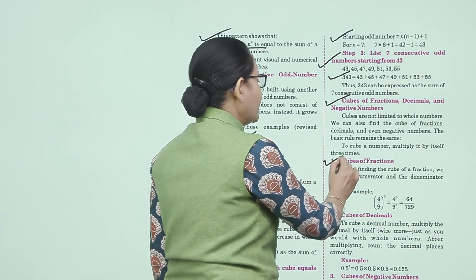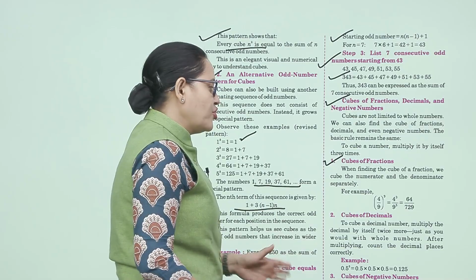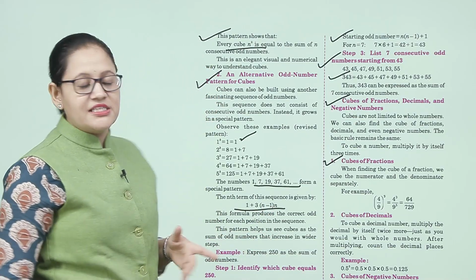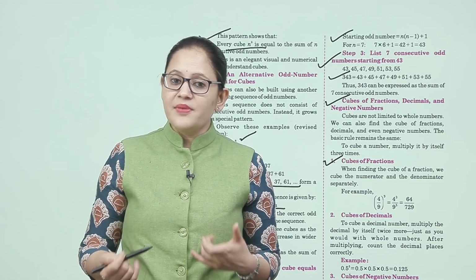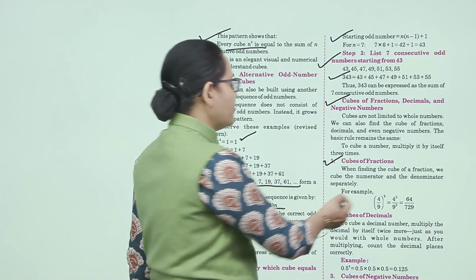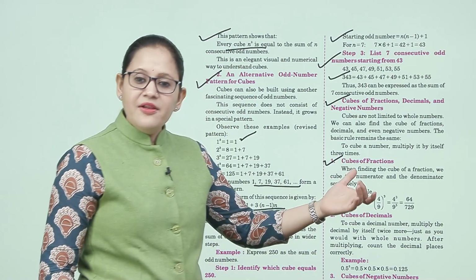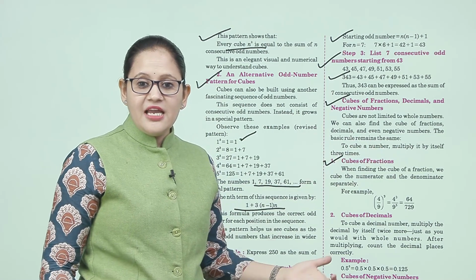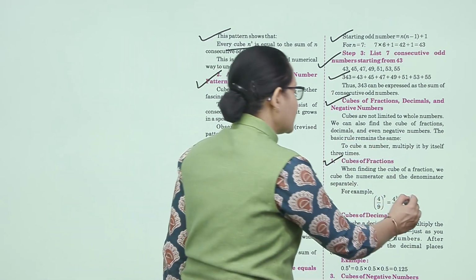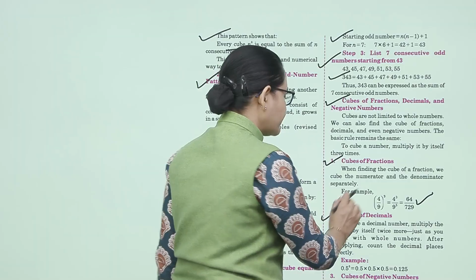Suppose we have to find the cube of a fraction. For finding the cube of a fraction, we take the cube of the numerator and the denominator separately. Suppose we have to find the cube of 4 by 9. So, we will find the cube of 4 and 9 separately. That is equal to 64 upon 729.